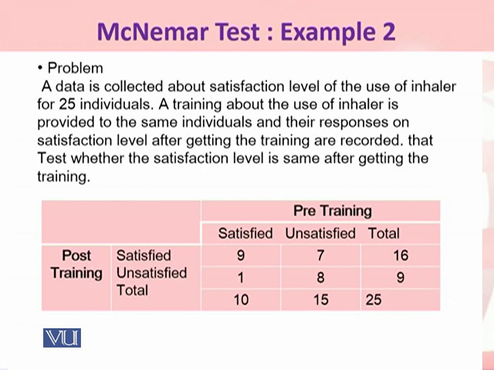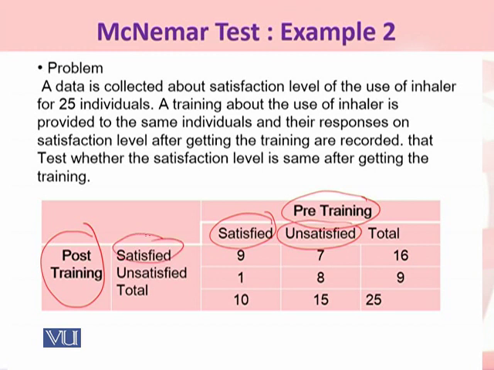So students, if you just observe, there is data of pre-training and post-training. That means both of the data are related to each other. That means it is a candidate for the McNemar test. If you just look into the categories, we can see that pre-training and post-training variables are divided into two categories, satisfied and unsatisfied.